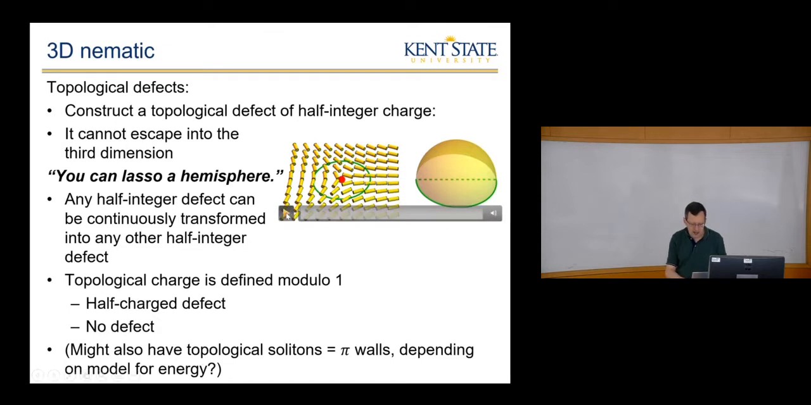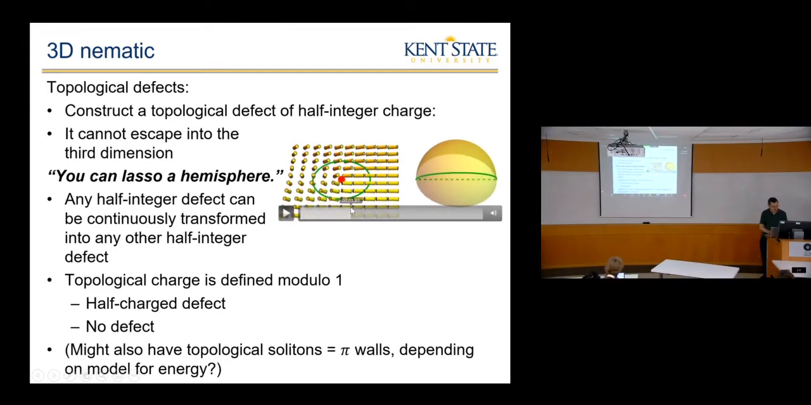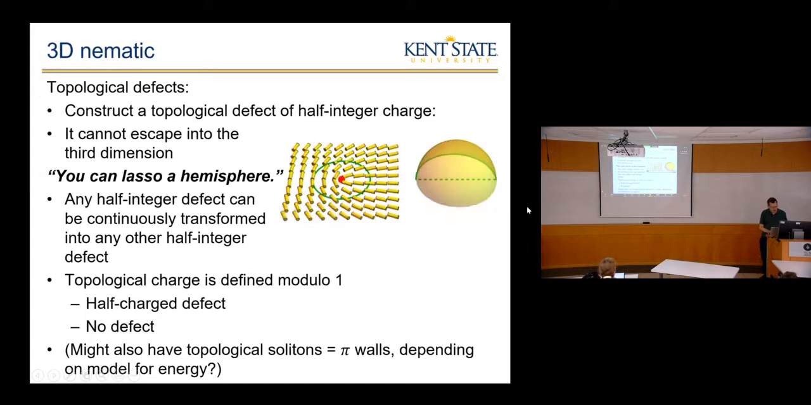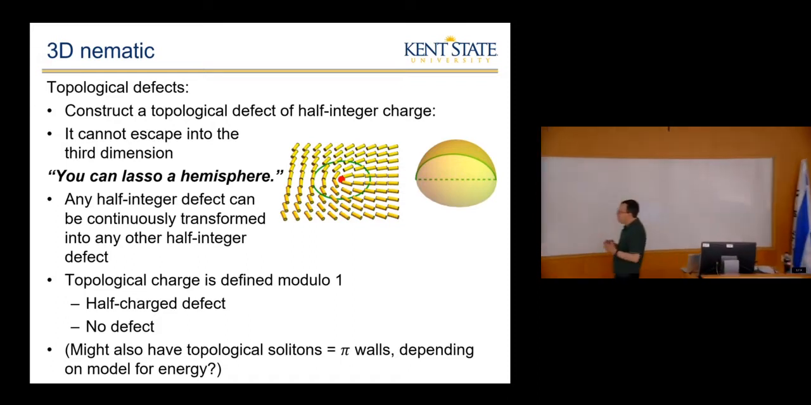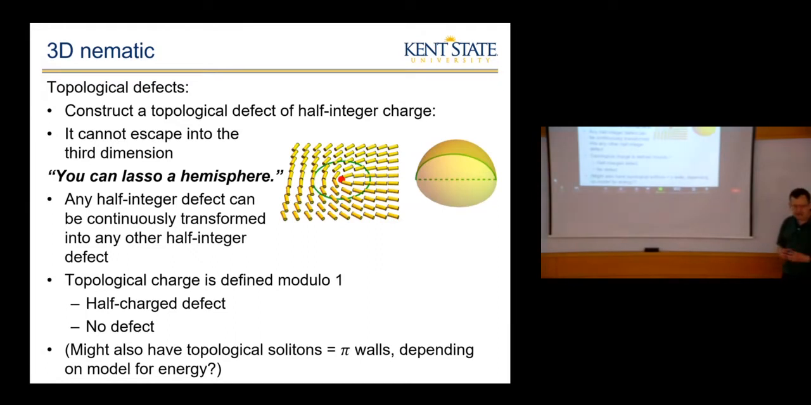So I can try my continuous transformation into 3D. Whoops, come on. And in this continuous transformation, as the directors tip upwards, you can see the minus half turns into something that looks kind of twisted like this, and then it keeps going and it turns into something that looks like a plus half, right? So in the topological sense, you do have half integer defects in a 3D nematic, okay? A 3D nematic is quite different from a 3D polar phase in that sense, right?